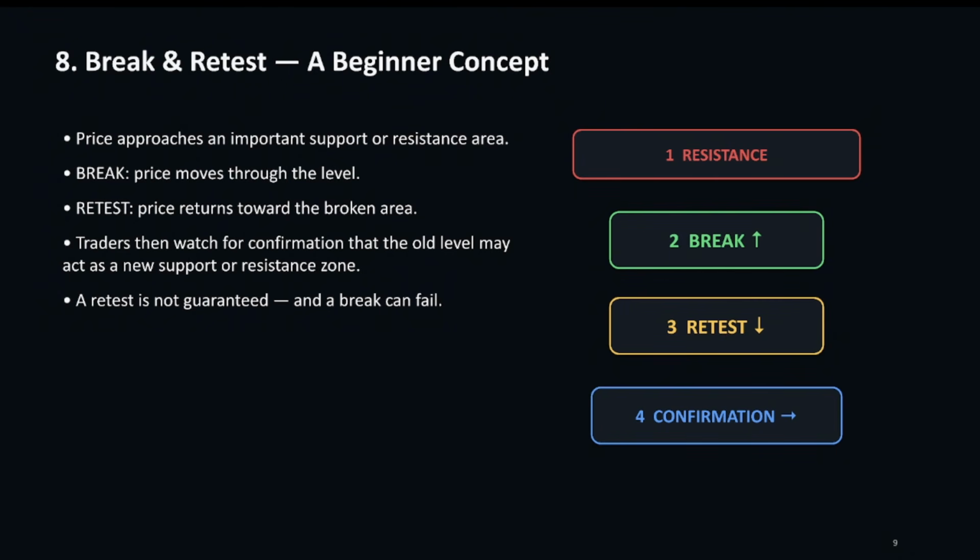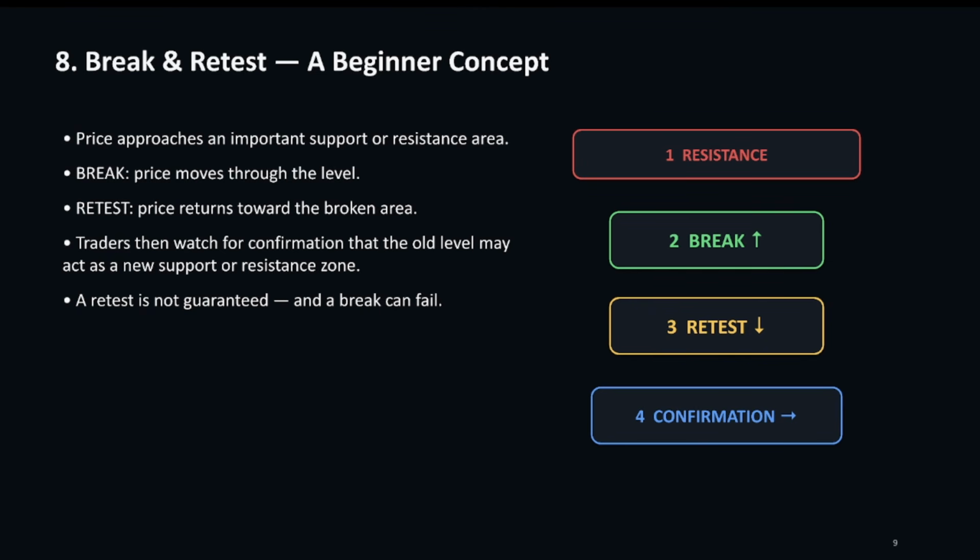The next thing you want to do is have a break in a support or resistance. But once you have the break, what you want to do is wait for a retest. For a retest, price returns towards the broken area. So let's say price breaks a resistance, we want to wait for price to come back and retest it and give us a confirmation to enter the trade confidently.